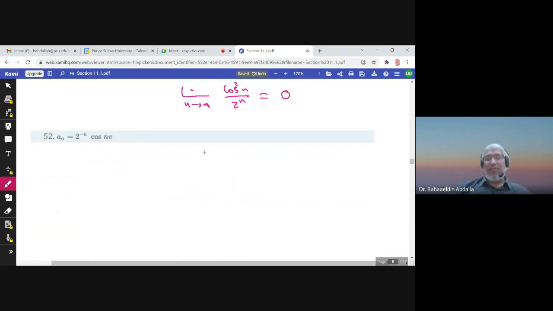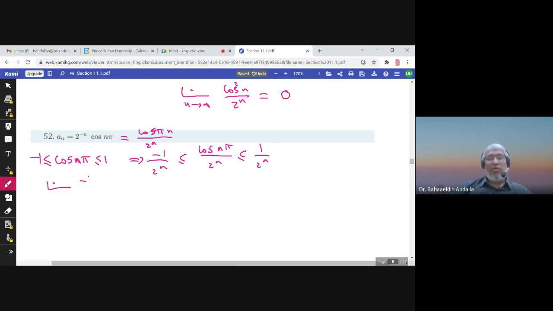This is another example. Cosine n pi is always between -1 and 1. If I divide by 2 to the power n, notice that this is 2 to the power negative n, so I can write it as cosine pi n over 2 to the power n. So it would be this sequence.